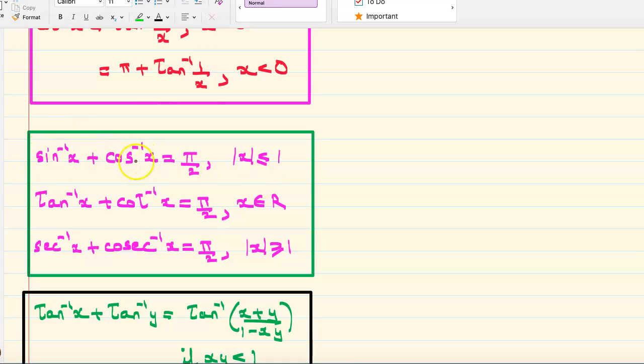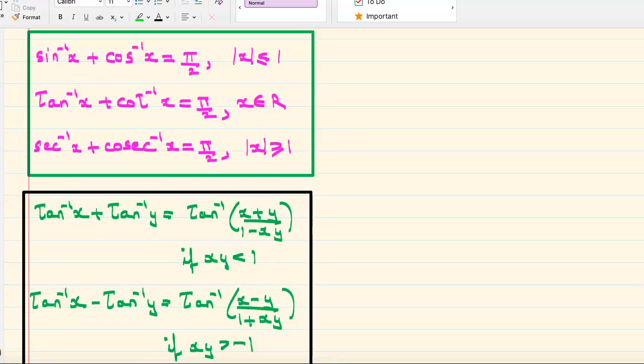Then I have sine inverse x plus cos inverse x is pi by 2 for mod x less than or equal to 1. Tan inverse x plus cot inverse x is pi by 2. Sec inverse x plus cosec inverse x is pi by 2. So basically sine inverse plus cos inverse, tan inverse plus cot inverse, sec inverse plus cosec inverse is pi by 2. And this is all within their domain.